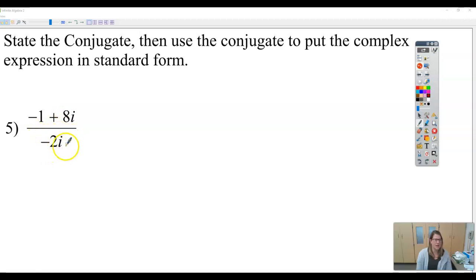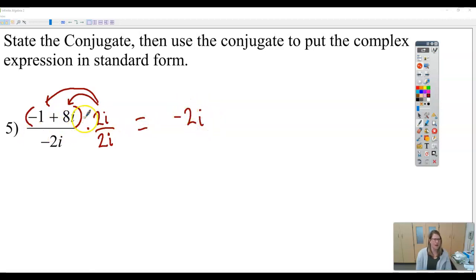Remember, this is the one down here that we want to get rid of. So we're going to find the conjugate, and it's going to be 2i. Then we're going to multiply top and bottom by 2i. But because the top has more than one term, I'm going to put parentheses around that. That 2i is going to need to be multiplied by each one of those. So 2i times negative 1 is negative 2i. 2i times 8i would be 16i squared. And on the bottom, negative 2i times 2i is negative 4i squared.